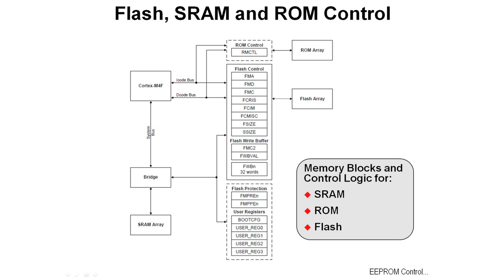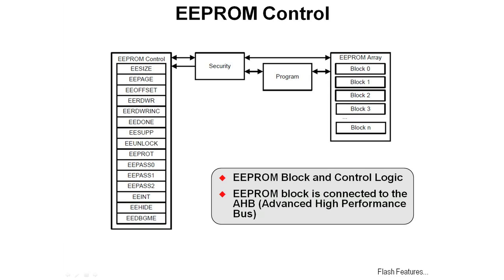We have all of these buffers and control type logic and settings to talk to the flash array. There's also down in the bottom the flash protection and then a series of user registers. The EEPROM control is separate because it's in peripheral space. You'll see the EEPROM array with the separate blocks on the right hand side, a security setting, a separate program once we've been able to go through the security, and then the control registers that control the size, the page, the offset, how we're writing to it, and so on. Remember, the EEPROM block is connected to the advanced high performance bus for maximum speed.